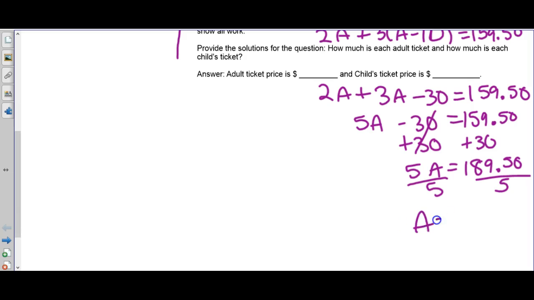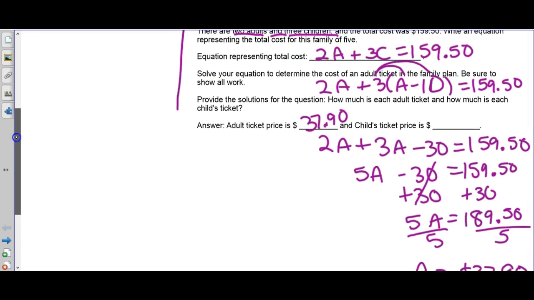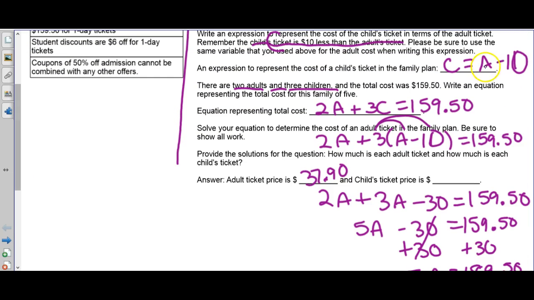So that gives us $37.90. So that's the price of the adult ticket. Now we know from earlier that the child's ticket is 10 less than that. So if we do $37.90 minus 10, we get $27.90. And that's the price of the child's ticket. These are the prices when they are using the family plan price.